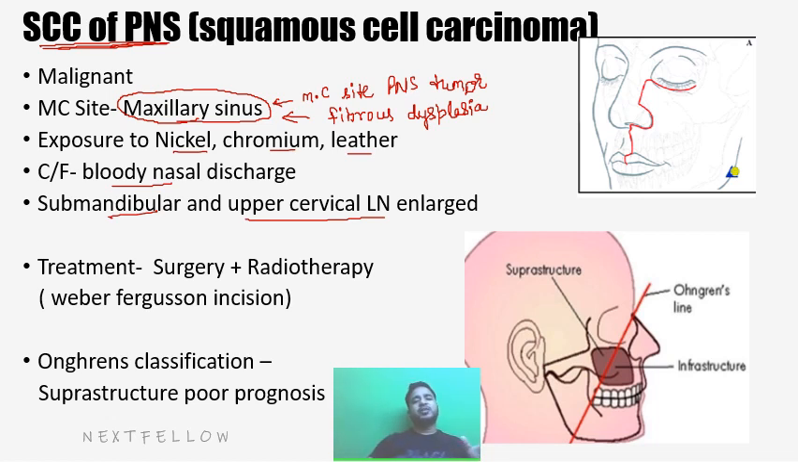Nowadays, FESS, if the tumor size is small, then we can do FESS followed by radiotherapy. But if the tumor is bigger in size, then we will go for Weber-Ferguson incision. Weber-Ferguson incision is important and has been asked in the exam. So this is the incision shown in the picture.